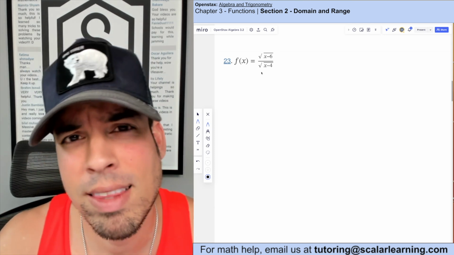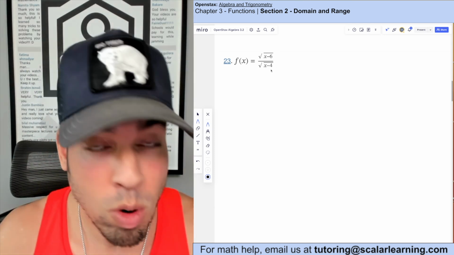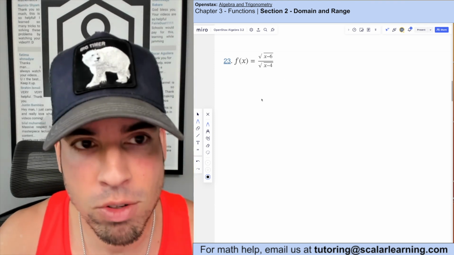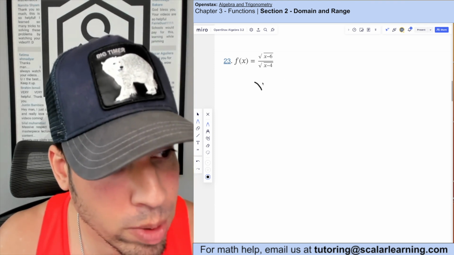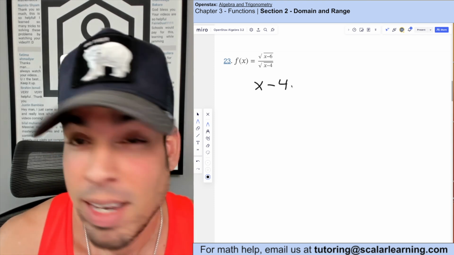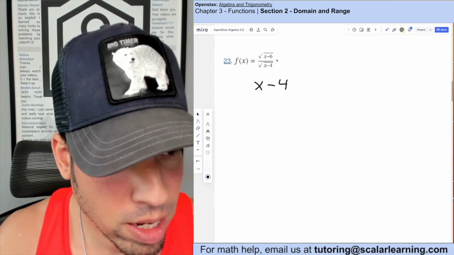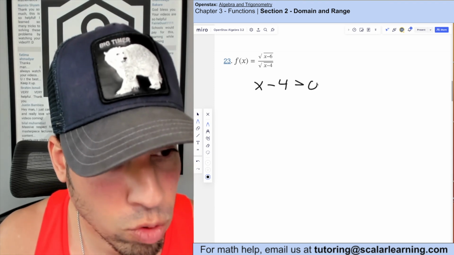So for this function, it's kind of interesting because we have radicals in the top and the bottom. So we kind of got to think about both of them, right? And what we're going to do is let's look at the domain for each, and then we can kind of figure it out from there. So the bottom one, we know that x minus 4 can't equal 0 because it's in the denominator, and it has to be positive, right, this value here. So we're going to say x minus 4 is greater than 0.